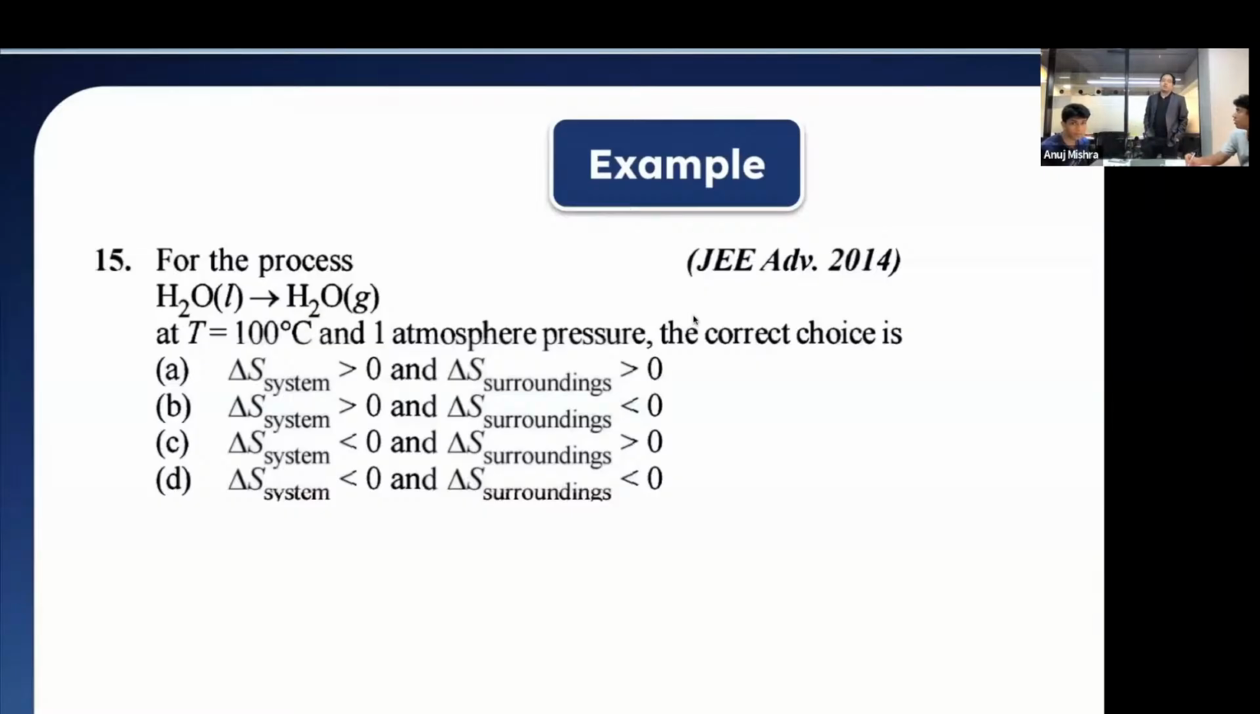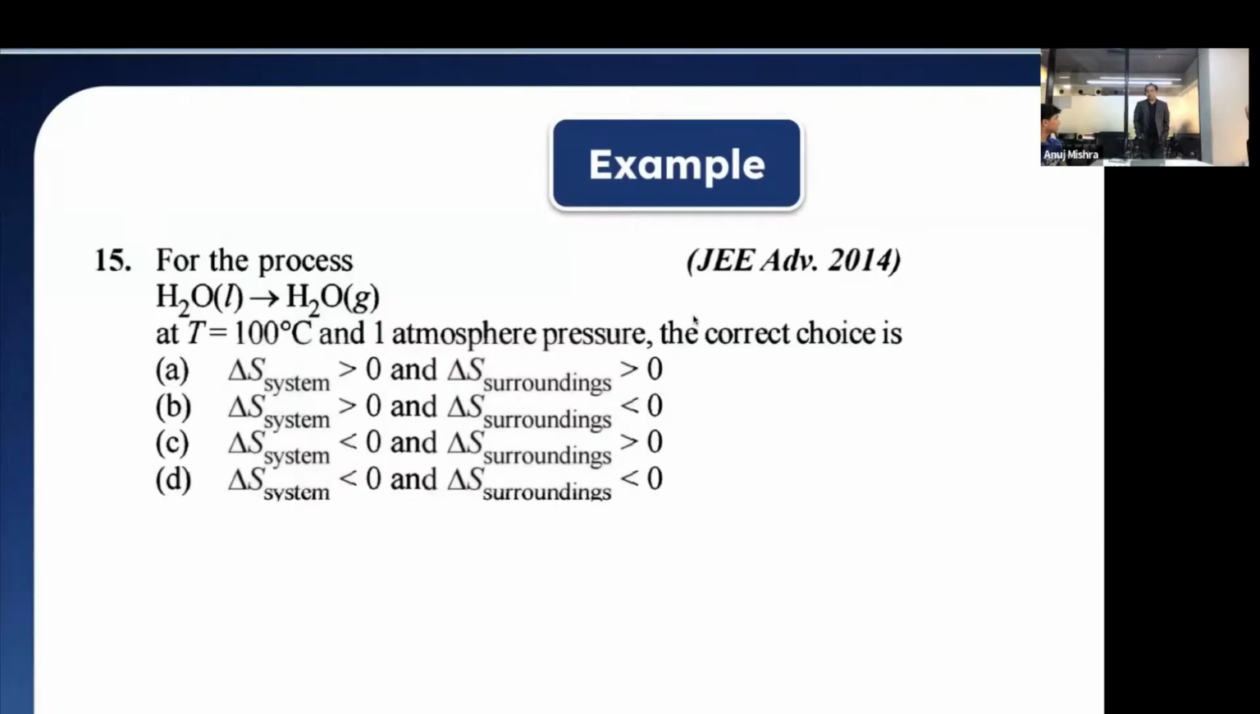Delta S system is more than 0, delta S surrounding is more than 0... Why A? System will decrease? No. When you go from liquid to gas, the entropy of the system increases. You're supplying heat from the surroundings to the system. System will increase, surrounding will decrease. Correct, but it's not reversible, so the entropy of the universe won't be zero, it will be positive. System can increase, surrounding can decrease.